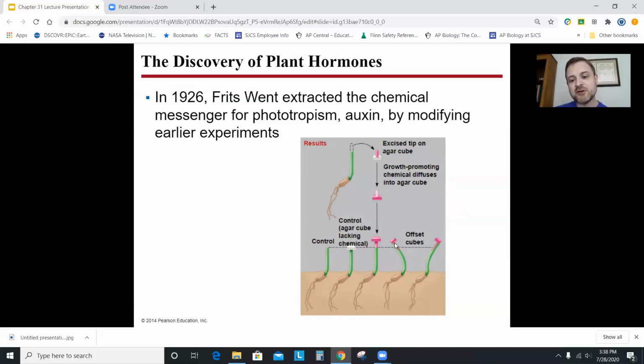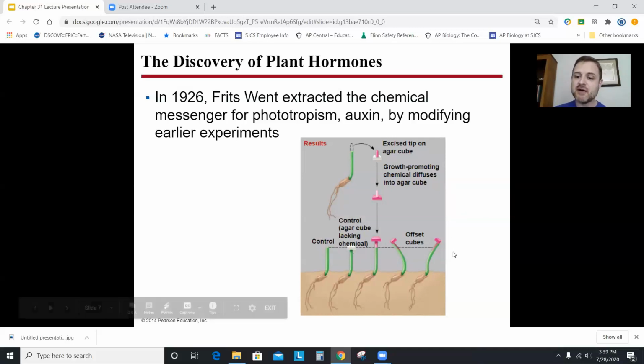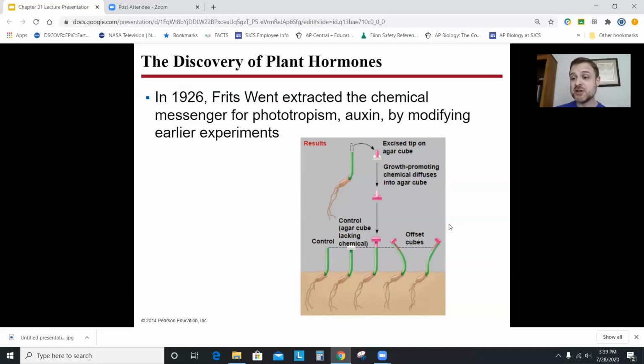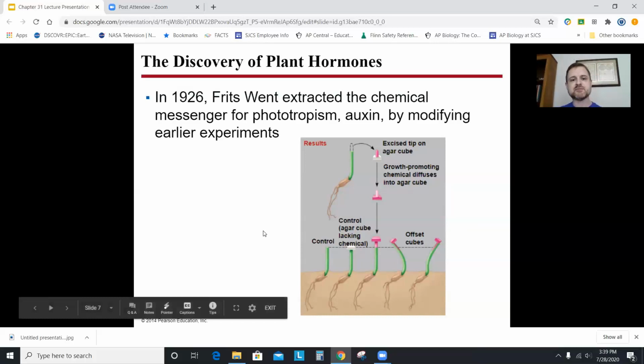If you put the agar cube on the right-hand side, it bends left. On the left-hand side, it bends toward the right. So there's a chemical called auxin, which you can extract from the plant, that causes the grass to grow opposite from the side where the cube is put.